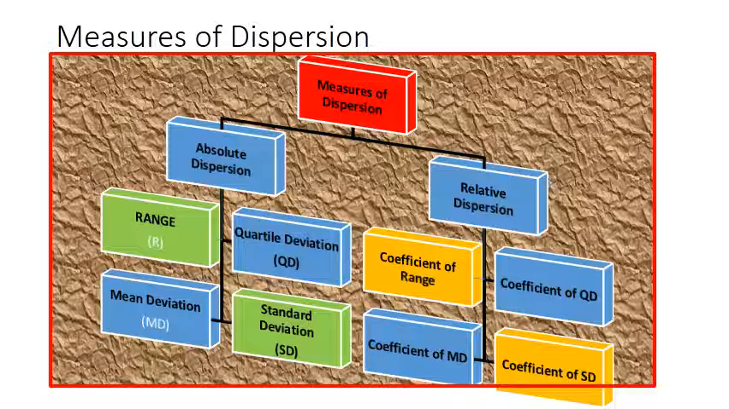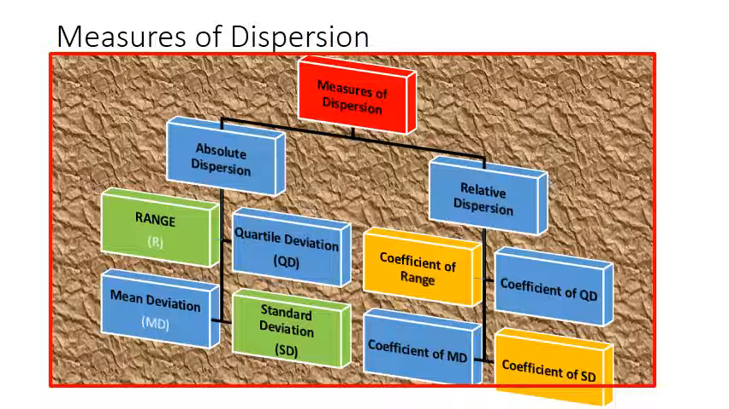Now let us talk about measures of dispersion. As I already told you, we have absolute dispersion and relative dispersion as well. So measures of absolute dispersion are range, quartile deviation, mean deviation and standard deviation. And measures of relative dispersion are coefficient of range, coefficient of quartile deviation, coefficient of mean deviation and coefficient of standard deviation. As far as your syllabus is concerned, you have only standard deviation in your syllabus this year.